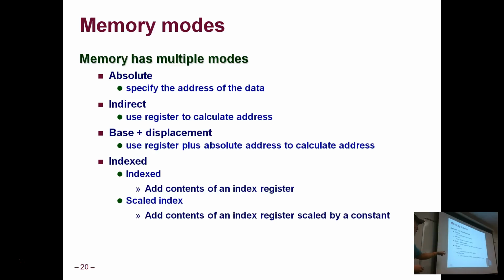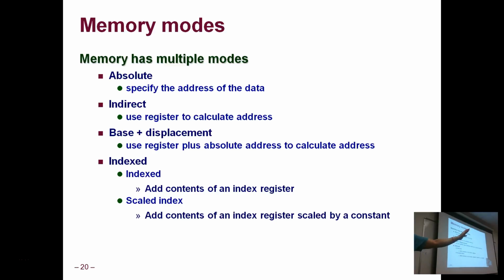The last one is an indexed mode, and this is for array access. So with an index mode, say you have an array of integers and you want the 50th one, then typically what you would do is you would say, I'm going to load this register with 50, and I know the base address of my array is in another register.